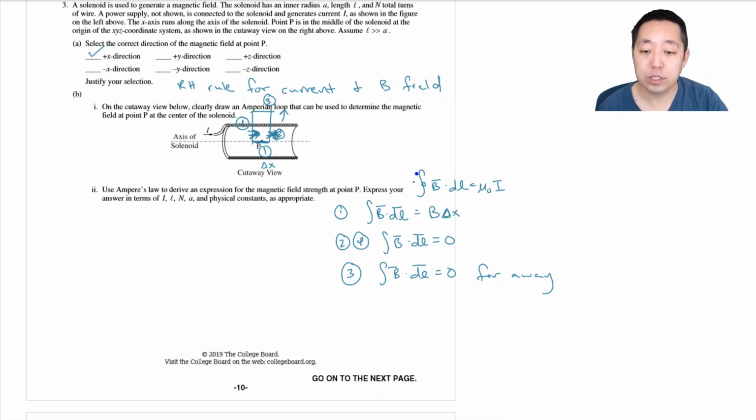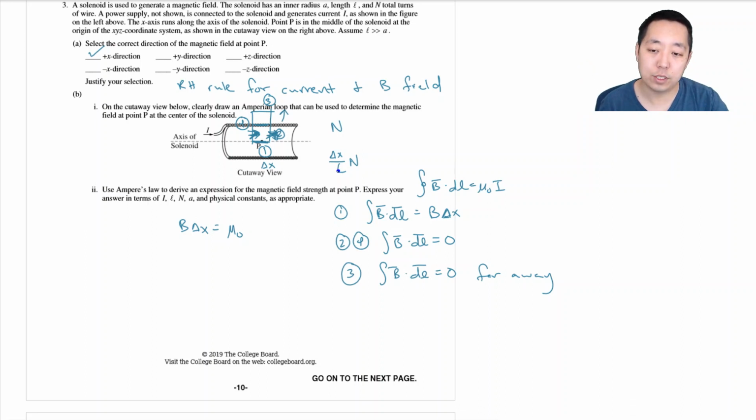So now we go back to Ampere's Law. The left hand side is simply B times delta x. That's what we found. This is equal to mu naught times the current enclosed by the loop. There are N total turns over L, so the number of turns enclosed is delta x over L times N, because delta x over L is the fraction of the length of the entire solenoid.